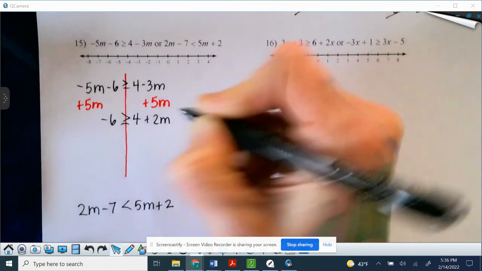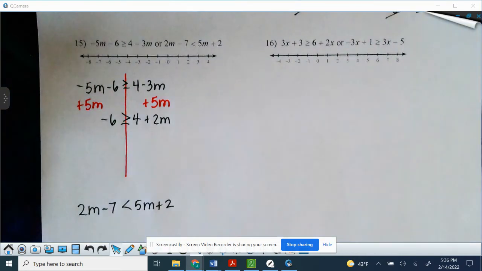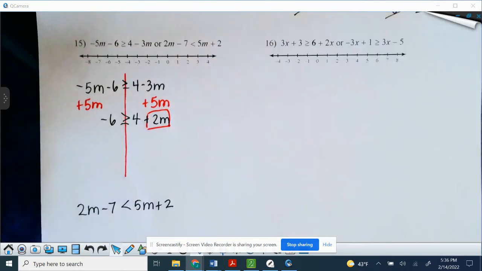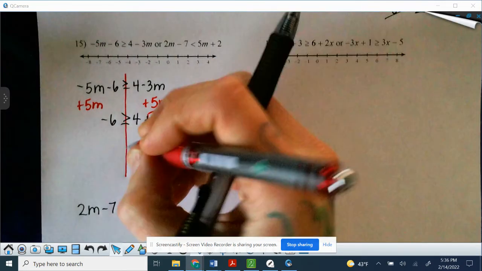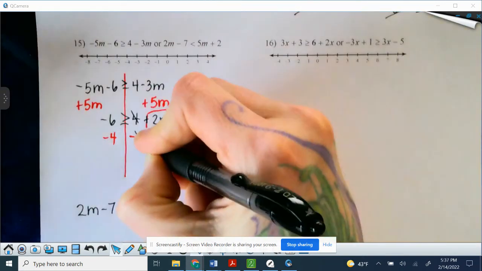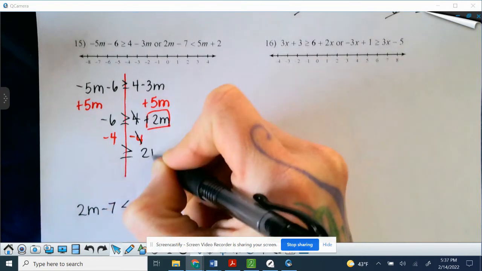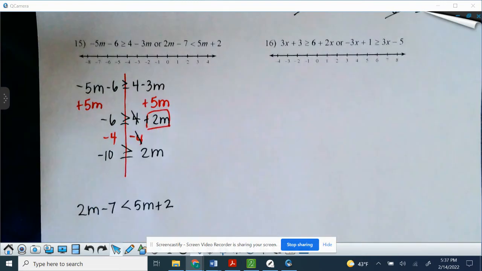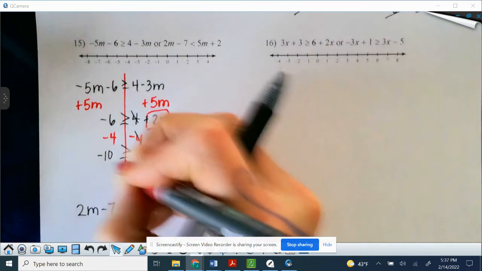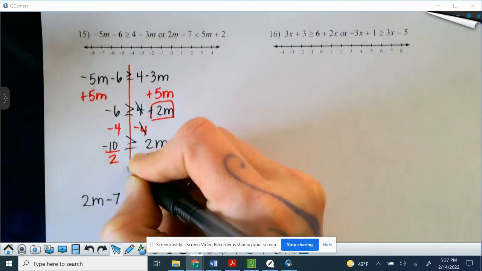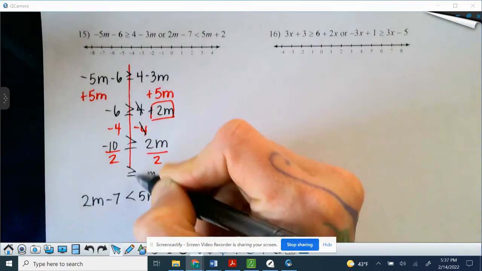And at this point, your work could be opposite of mine, but your answer and your inequality has to be the same. So if it flips, just make sure it reads the same way. So I have 2m. I need to move that 4 by subtraction because it's positive, and that will zero it out on this side. So I have 2m still on this side. Negative 6 minus 4 is going to give me a negative 10. 2m is 2 times m, so we're going to divide by a positive 2, which means everything's perfect with our symbol. So m is less than or equal to a negative 5.